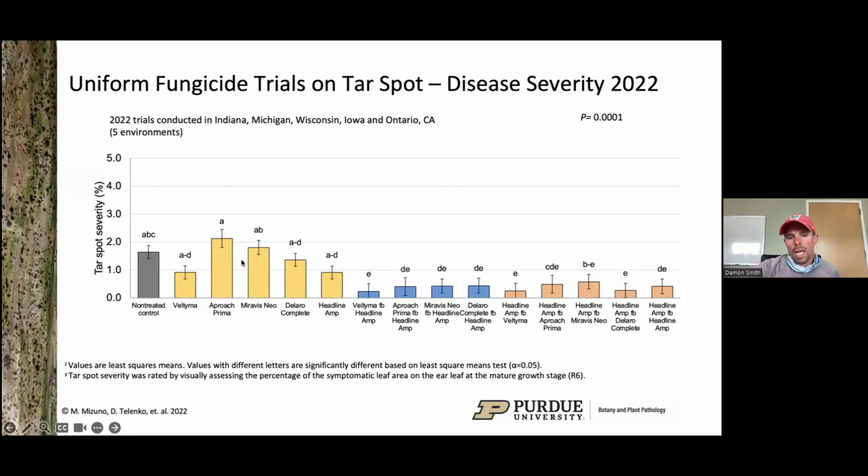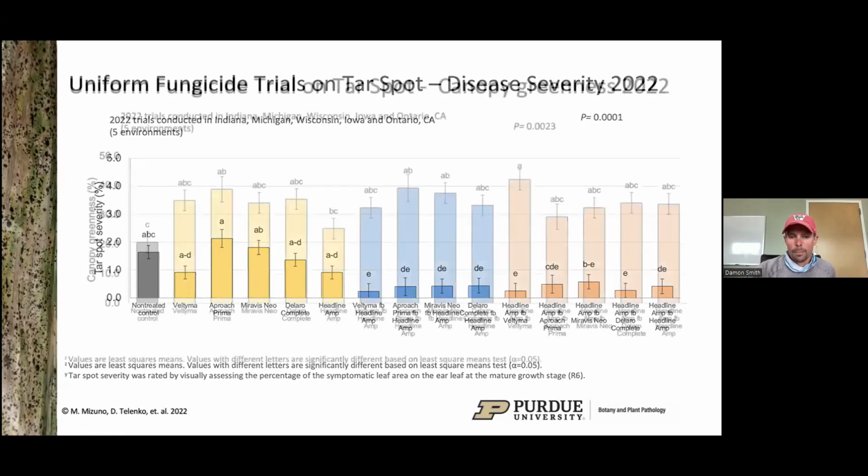And yes, maybe a slight drop in terms of severity with some of these relative to the 2 passes, although it's interesting that Headline AMP here, statistically speaking, is not different. Neither is Delaro Complete in those single passes, or Veltima. So, from a statistical standpoint, if we repeated this trial, we would expect Veltima, Delaro Complete, and Headline AMP to still come out similar to the 2 pass programs there.